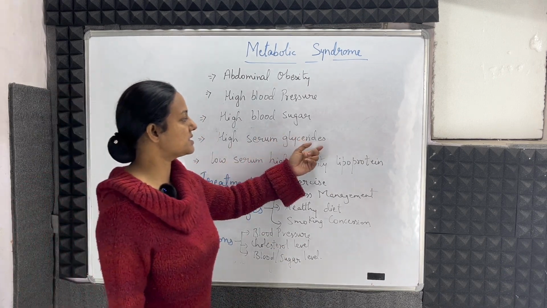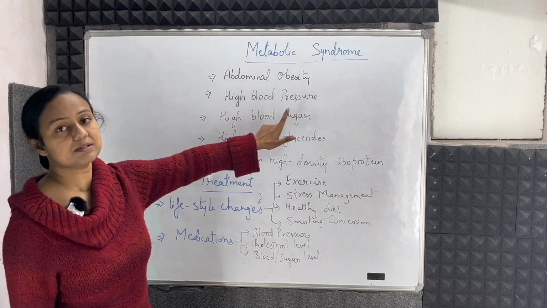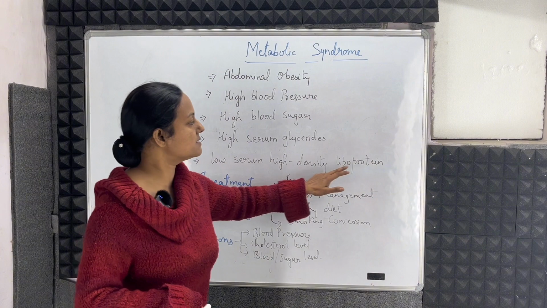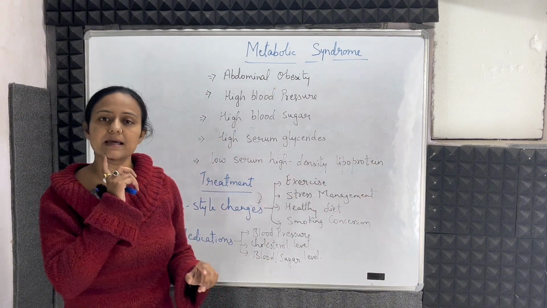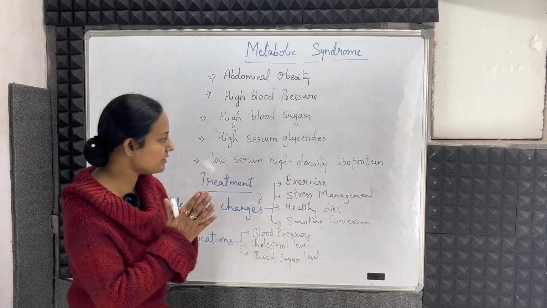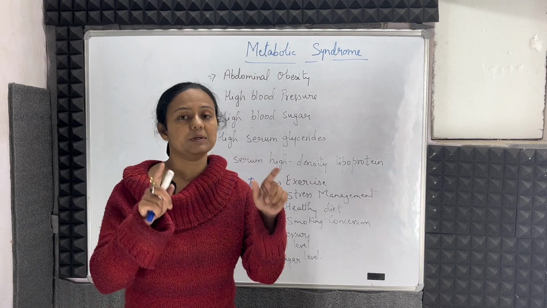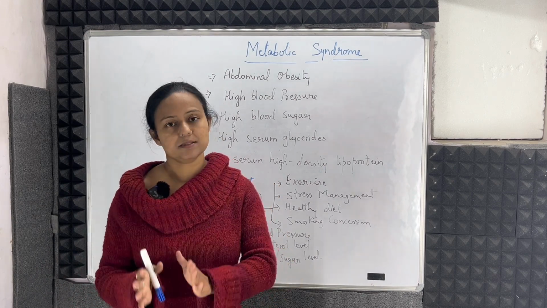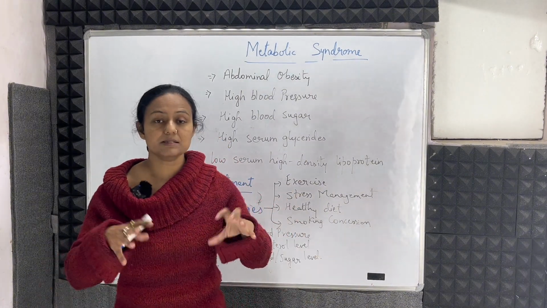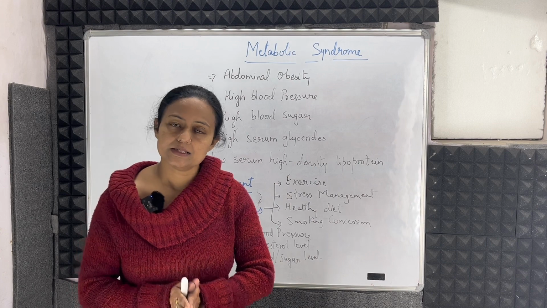Then high serum triglycerides, that is also another way by which you can understand that the person is suffering from metabolic syndrome. There can be low serum high density lipoprotein. Lipoprotein is the combination of lipid and protein, right? So if it is having low high-density lipoprotein, then also the person can suffer from metabolic syndrome. So here you can see the bunch of causes which are leading towards metabolic syndrome.